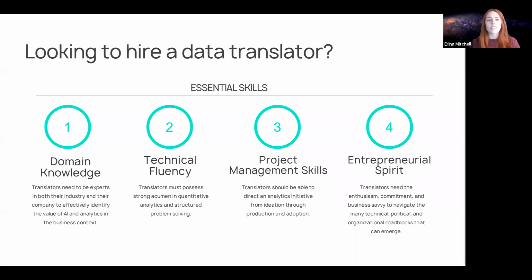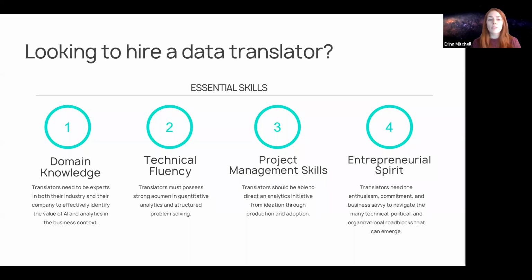There's 4 essential skills, and this content comes from a Harvard Business Review article on how to hire a good data translator. The link is in the sources. Number one, domain knowledge. So translators need to be experts in their industry and their company to identify value in AI and analytics, but also take that value and translate it to the business and give it context.